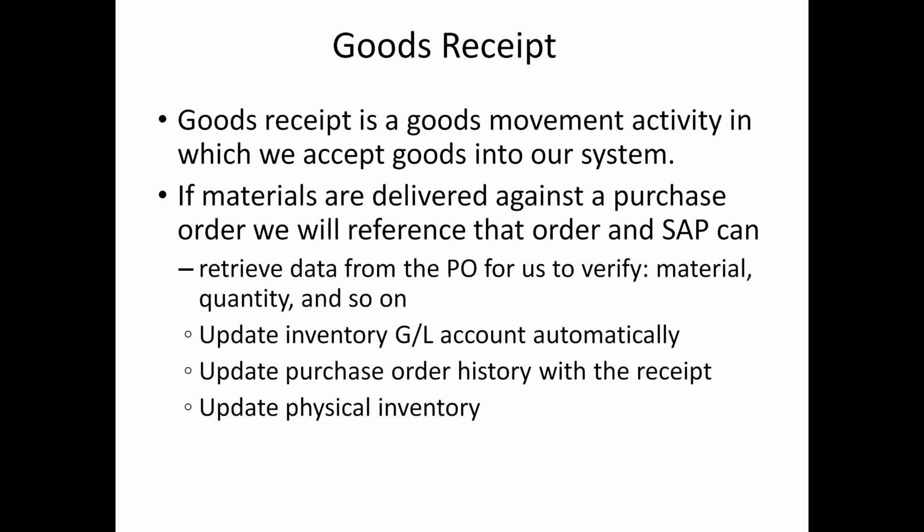Okay, goods receipt is a goods movement. Basically it is nothing but you're receiving the material in your system. That means you're accepting goods in your system. So if the materials are delivered against a purchase order, we'll reference that order. Whenever you're receiving a material against a purchase order, you will reference that purchase order, and all the data will be copied from the purchase order, and you receive that material.